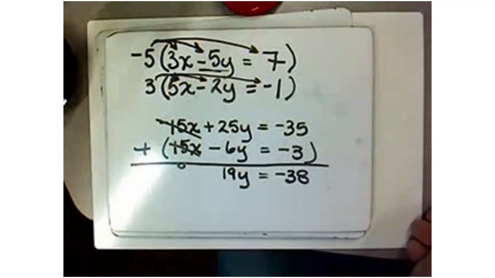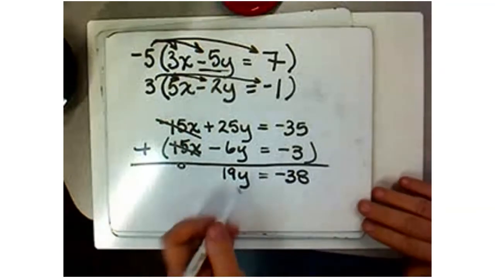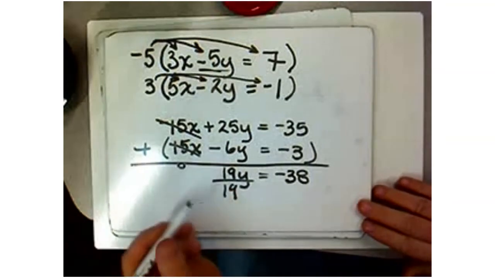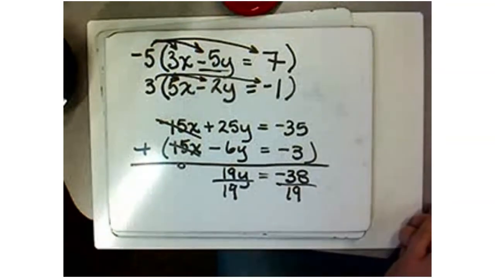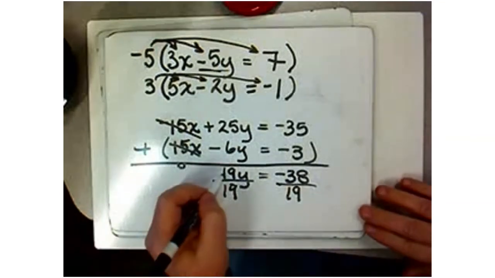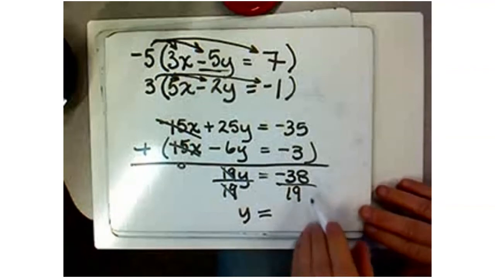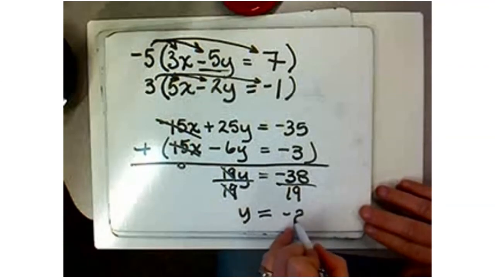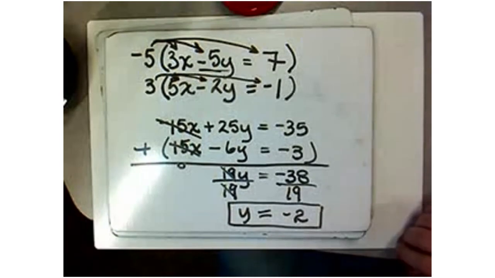Whew. This is a nice worksheet, isn't it? A nice problem, because that's going to be nice to divide by 19. You might not think so, but think about money. 19 and 19 dollars is 38 dollars, isn't it? So if we divide by 19 to get our y, negative 38 divided by 19 is negative 2. Oh my goodness. That was a lot of work. And guess what? We're not done.